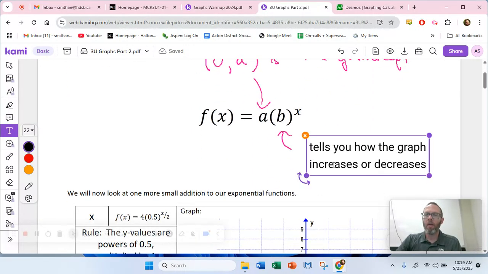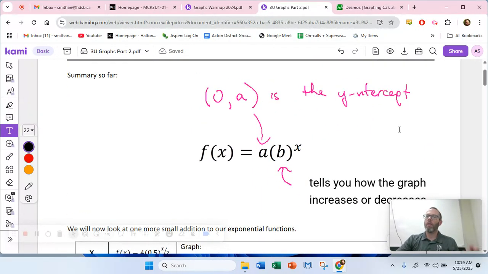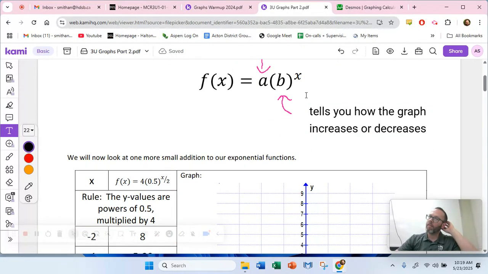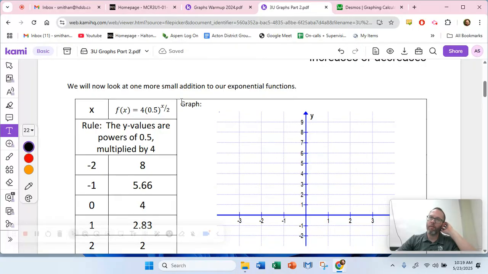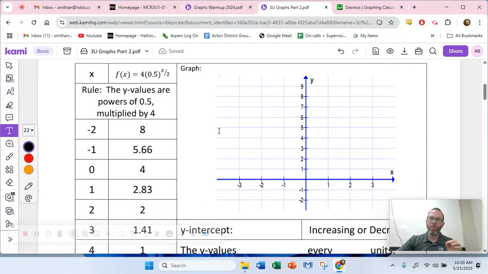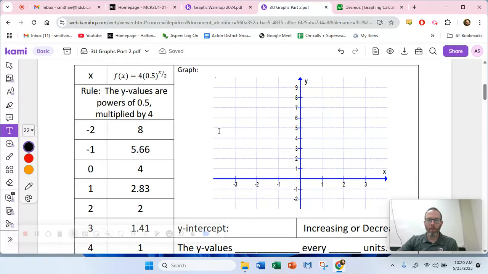But yeah, so we're picking up from yesterday where we learned that A gives you the y-intercept, B tells you how the graph increases or decreases, and we're looking at the effect of dividing by 2 in this exponent. So I'm going to play catch up with the people in class.